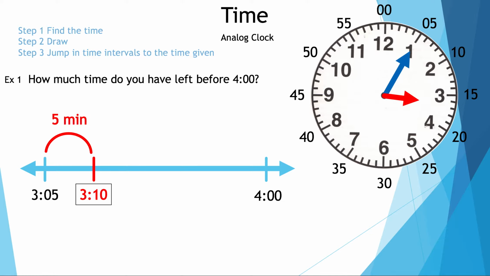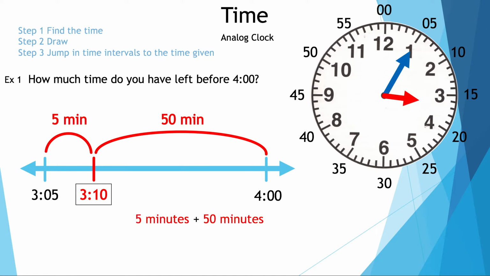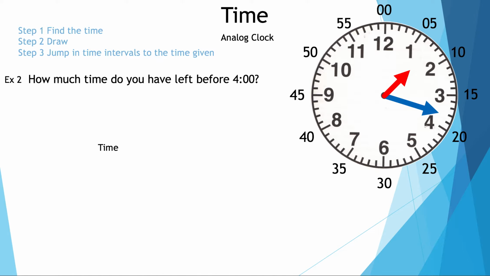And then now we can go directly to 4 o'clock because there are no other times in between that we care about. And the time is 50 minutes. Okay, so now we're going to go ahead, add the 2 numbers together, and we get 55 minutes as your answer. And once you get confident and you do a lot of these, then you can do different intervals in between. So take a look at example 2.